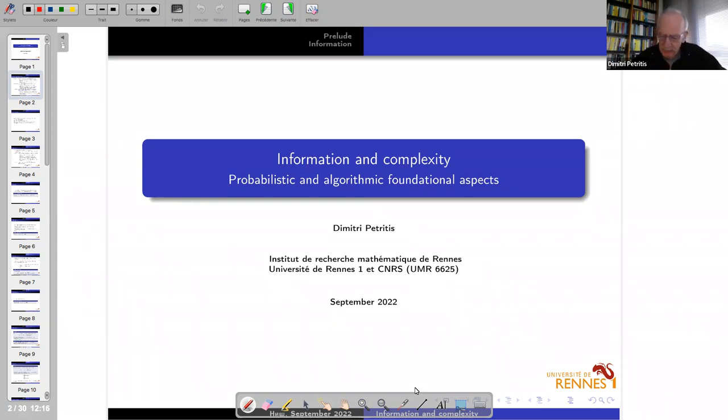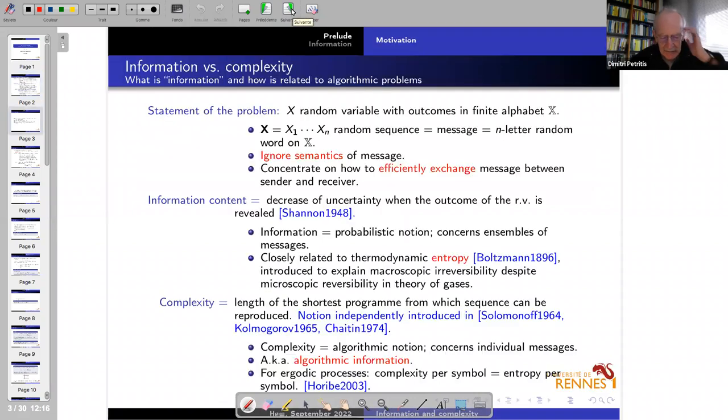So I'll speak about information and complexity. The statement of the problem of information is the following. Suppose that we have a random variable that takes outcomes in some finite alphabet capital X. So capital X can be anything you can imagine. It can be the 0-1 set of bits. It can be the normal alphabet. It can be the alphabet of the genetic code, or any finite set that you can imagine.